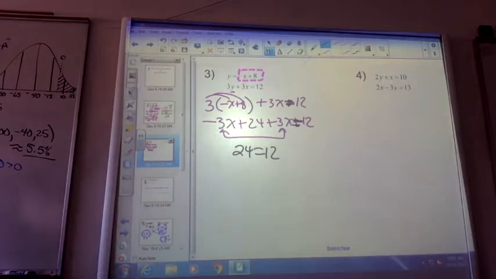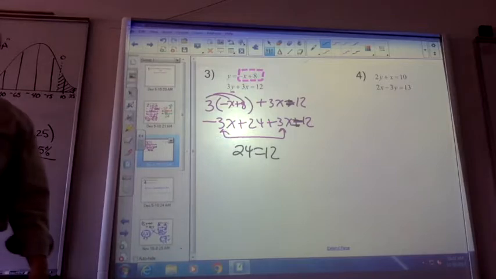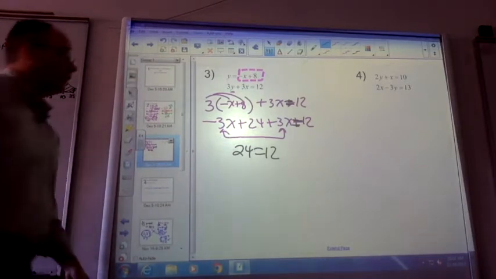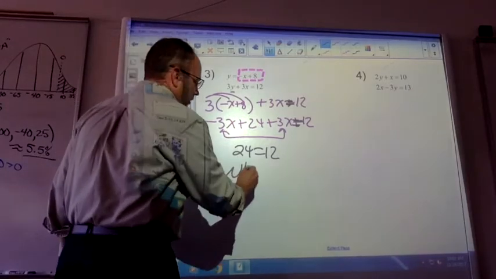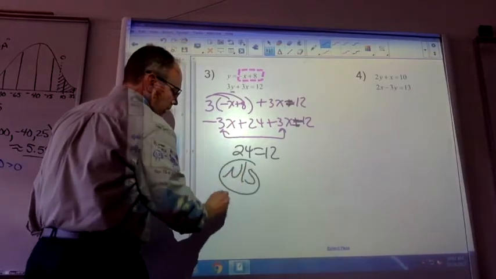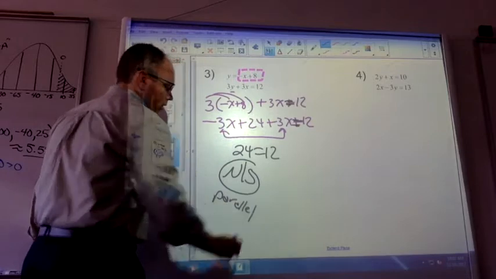Do we change atmospheres or something? Is that something that should happen? Is that nonsense? I don't know. Is 24 equal to 12? That doesn't happen. So these would have been parallel lines. This is no solution. These lines would have been parallel to each other. Okay?